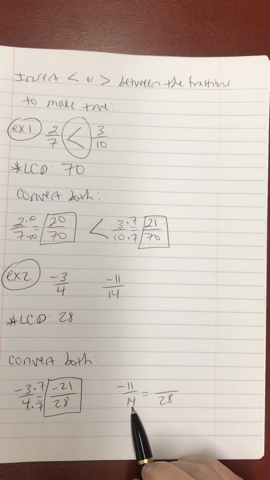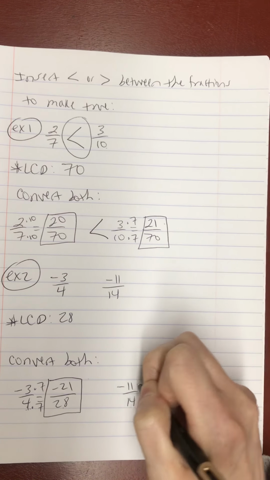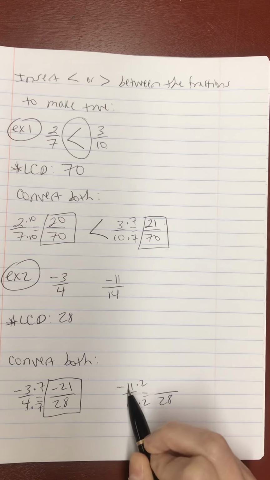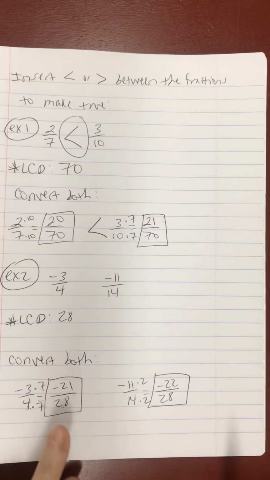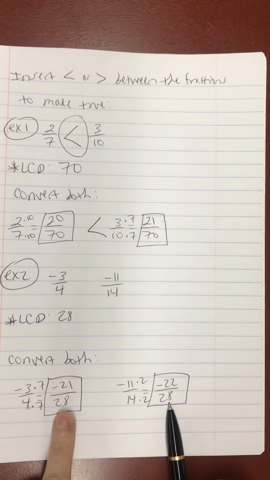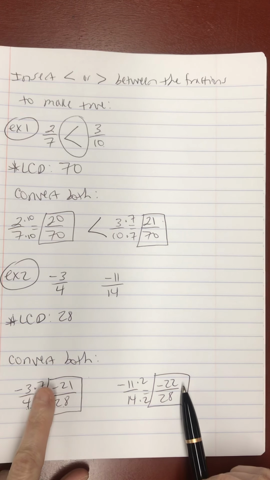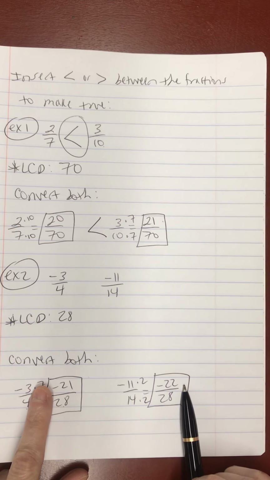And then over here, 14 times what is 28? Times 2. And so then you do times 2 on the top. And you say -11 times 2 is -22. Now this is where it gets just a little tricky at the end. You've got to be careful. They both have the same denominator, which is great. That's the whole point. But look at the numerators. We've got -21 compared to -22. Which one, now careful, these are negatives, which one is greater?